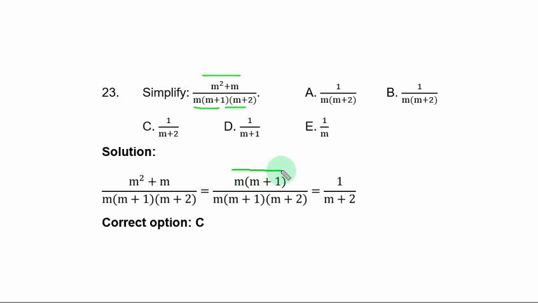You have this result. m cancels m, m plus 1 cancels m plus 1. You are left with 1 over m plus 2. The correct option is C.